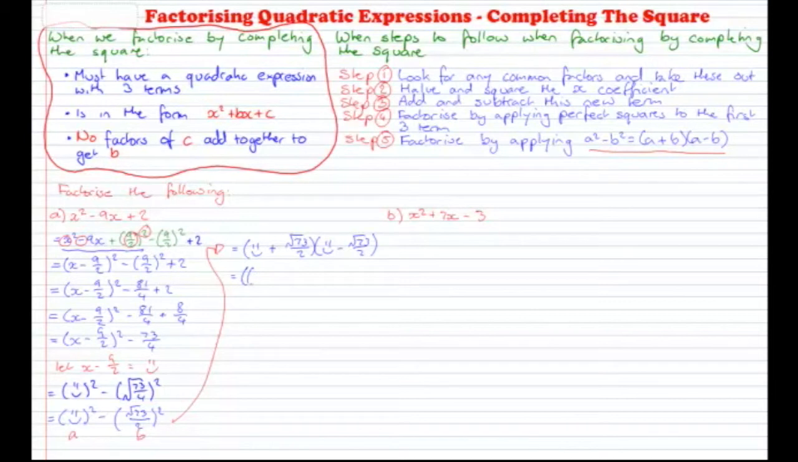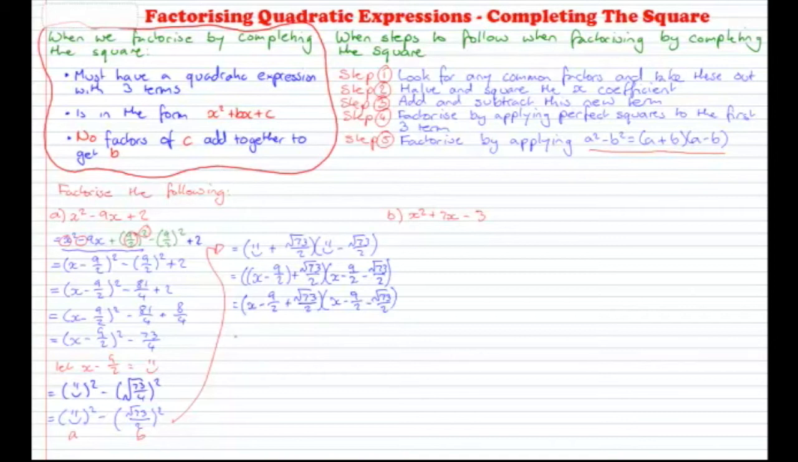So you get x minus 9 on 2 plus root 73 on 2 multiplied by x minus 9 on 2 minus root 73 on 2. And expand the brackets again, so you get x minus 9 on 2 plus root 73 on 2 and x minus 9 on 2 minus root 73 on 2. And of course we can actually combine these two terms in each of the brackets, that is the minus 9 on 2 plus root 73 on 2 and the minus 9 on 2 minus root 73 on 2, because it's got a common denominator of 2.